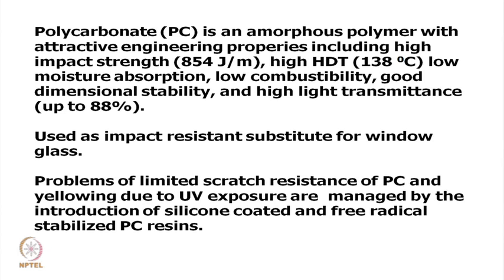Now, this can be managed by some coating of silicone polymer, and the coating may contain some free radical stabilizer. So, free radical generating compounds in silicone, that composition can be used as a coating over polycarbonate items, which will release free radicals on exposure to UV light, and that stabilizes against the decomposition of polycarbonate that develops such yellow color.